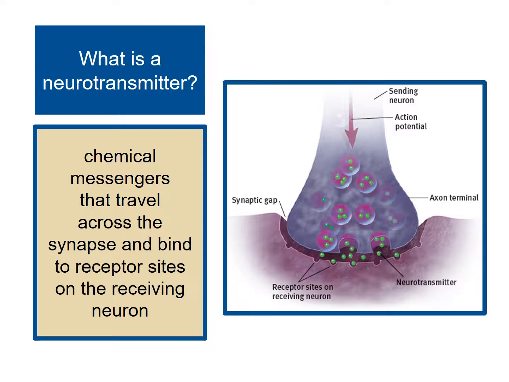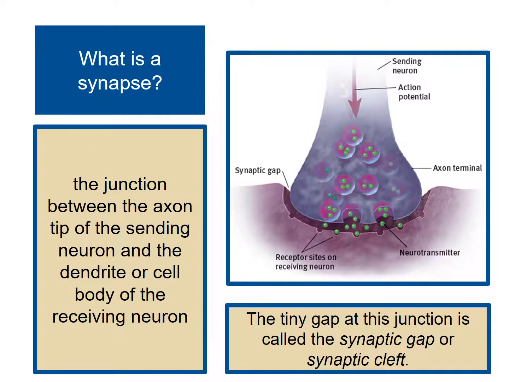So the synaptic gap is the gap between two neurons, the sending and the receiving, and the receptor sites are on the receiving neuron. Those are the sites that the neurotransmitters settle into. The synapse is the junction between the axon tip of the sending neuron and the dendrite or cell body of the receiving neuron. And the tiny gap at the junction is called the synaptic gap or the synaptic cleft. Those are synonyms, so get used to seeing those both ways, okay?